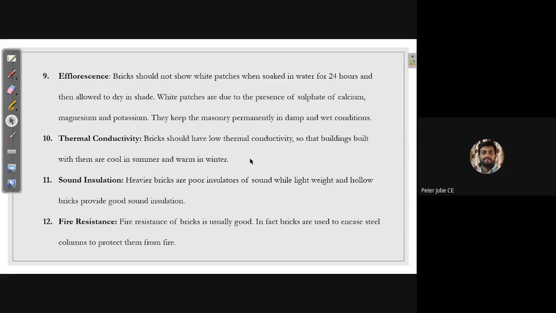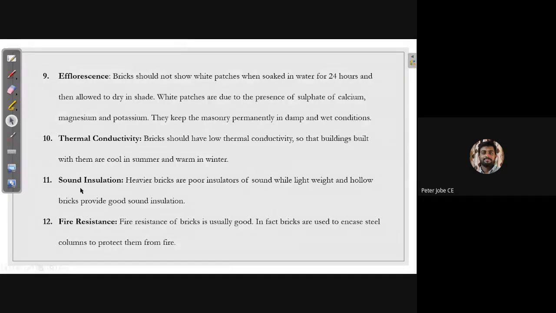So in order to avoid this, we will encase. That means we will build a small case of bricks around the steel columns and steel beams, so that in case of fire, the bricks will provide fire resistance to the steel columns inside, and it can enhance the firefighting capacity and also the fire safety. So we expect good quality bricks to have this fire resistance capacity.